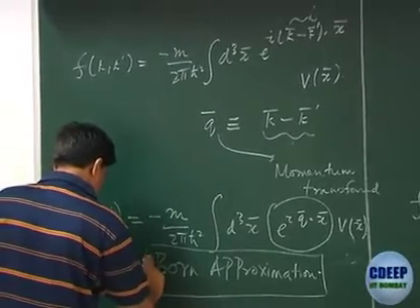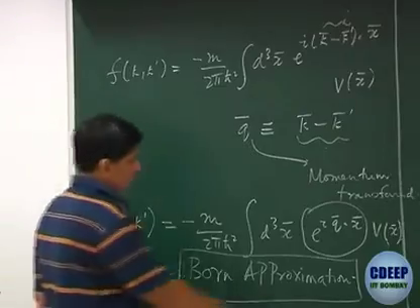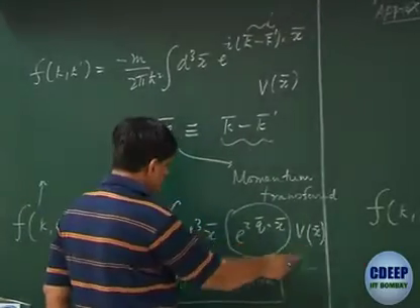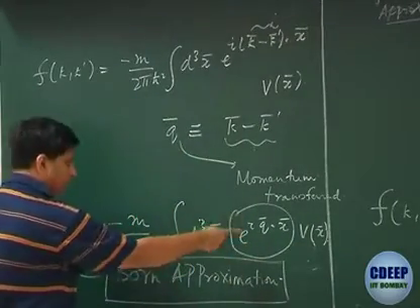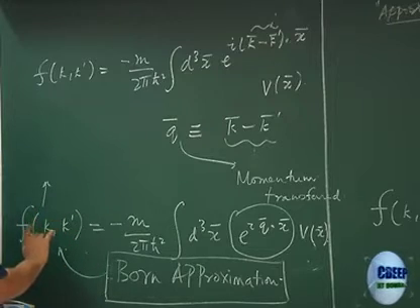Called the first Born, but it doesn't matter. So let's just call it the Born approximation right now. Once you know the three-dimensional potential, we should be able to take a Fourier transform, and then we should be able to obtain f of k comma k prime. That's basically what we are actually interested in.